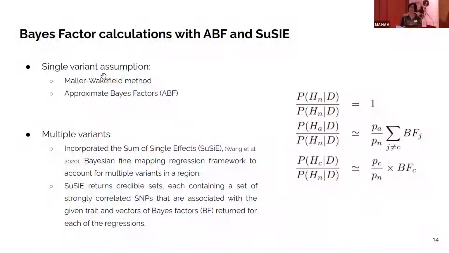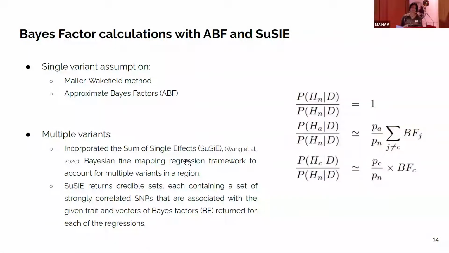So the Bayes factors can be calculated in 2 ways. Under the single variant assumption, you have the approximate Bayes factors, but we also know that within a given region, you might have multiple variants. So to address that, we have also incorporated SuSiE, which is sum of single effects.